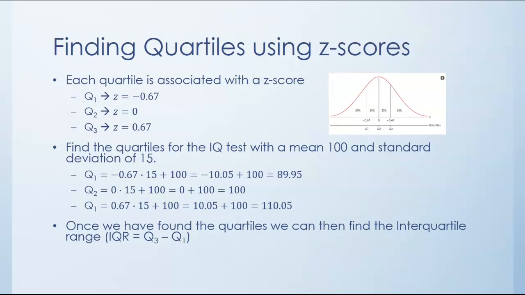Remember, our interquartile range is just Q3 minus Q1. Oops, I did see an error right there. That should be a Q3, by the way. Okay, so our Q3 for our example was 110.05 minus our Q1, which was 89.95, which gives us an interquartile range of 20.1.